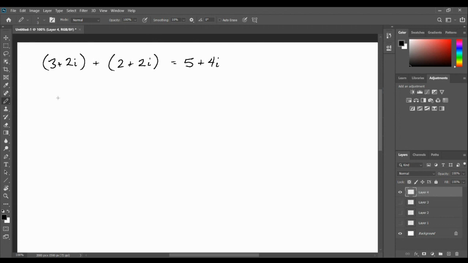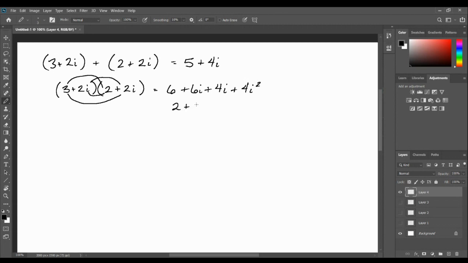If we multiply, like if we did 3 plus 2i times 2 plus 2i, we FOILed it, such that we got 3 times 2 is 6, plus 6i, plus 4i, and then plus 4i squared. Recall that i squared is negative 1, so this becomes negative 4, which gives us 2 plus 10i. That would be the product of those two.